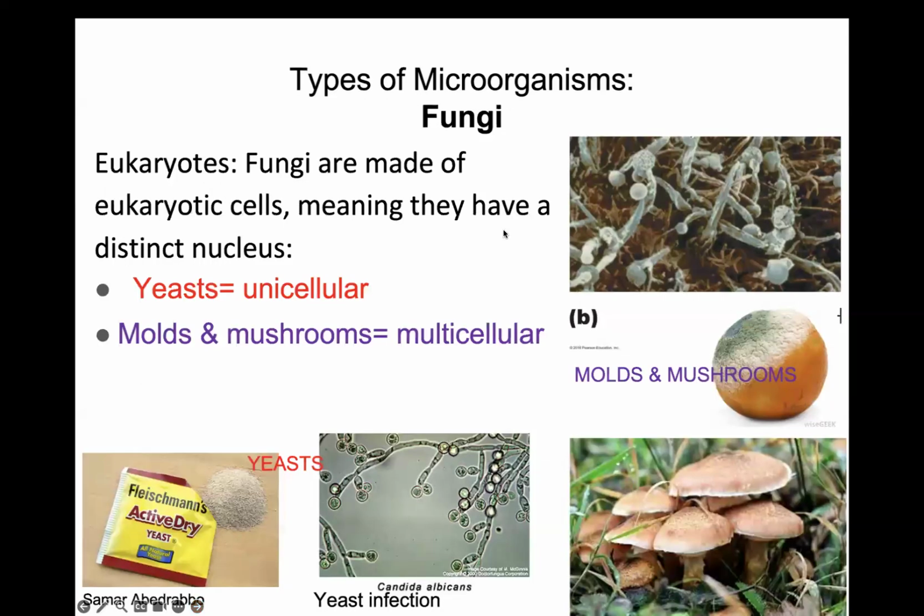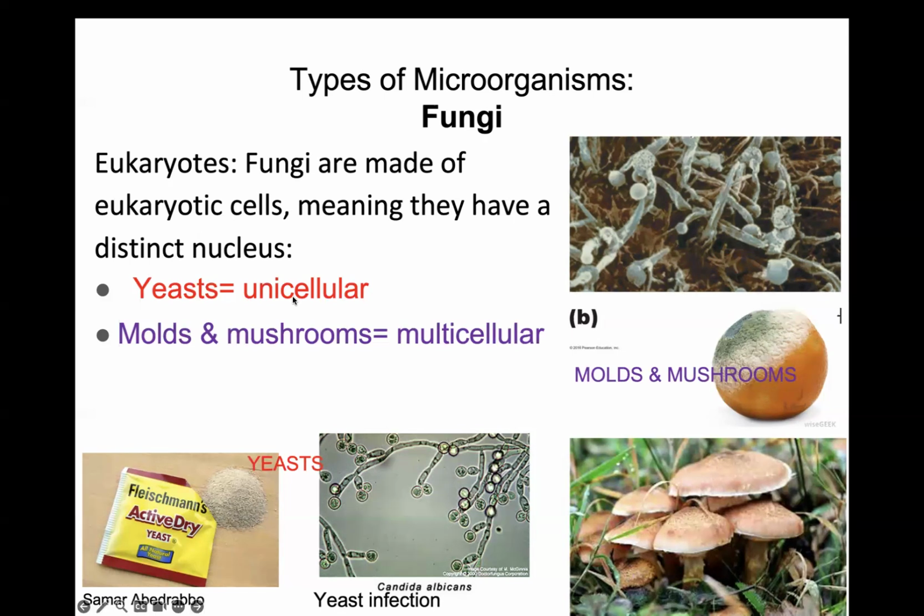Next, we have a microbe called fungi or fungus. A lot of us have heard of this. Fungus, different than bacteria and archaea, fungus are eukaryotic, meaning they're made up of eukaryotic cells. Eukaryotic cells do have a nucleus. We'll talk about that in the cell lecture later. So fungus are eukaryotic cells, and two popular groups of fungus, or three actually, is yeasts, molds, and mushrooms.